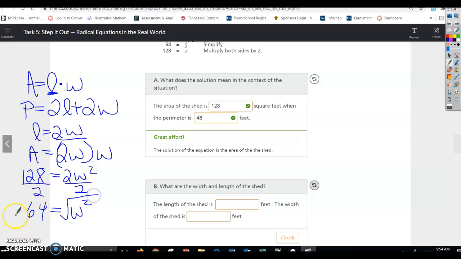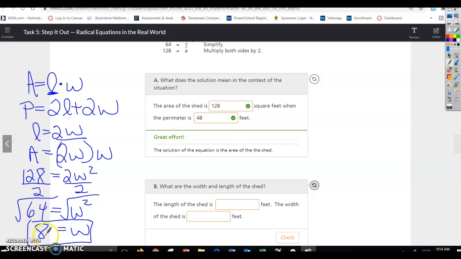And take the square root of both sides. W equals 8. So normally when this is a variable, we would do plus or minus, but we're talking about the distance of length and width on a shed. So that means it has to be a real number, a positive number. It can't be a negative number or an imaginary number. So the only true solution it can be is W equals 8.